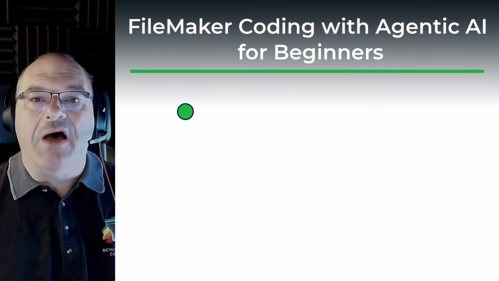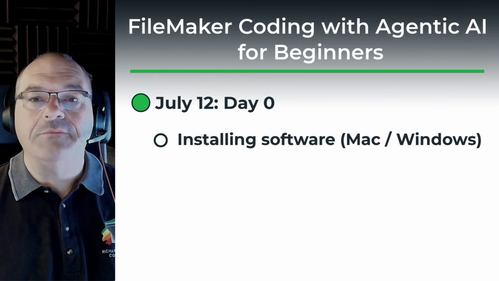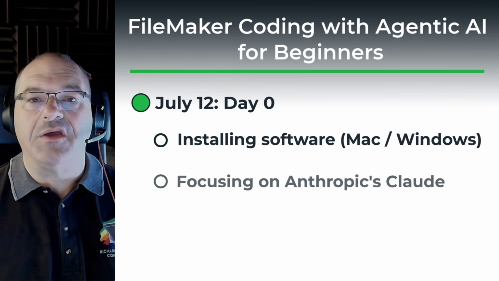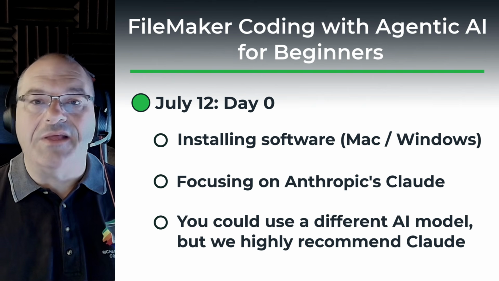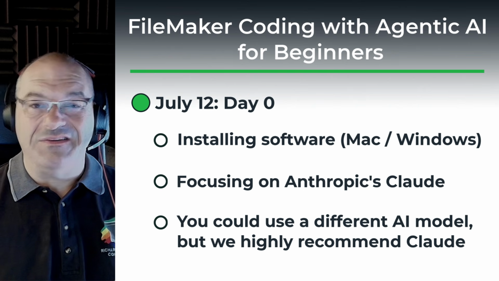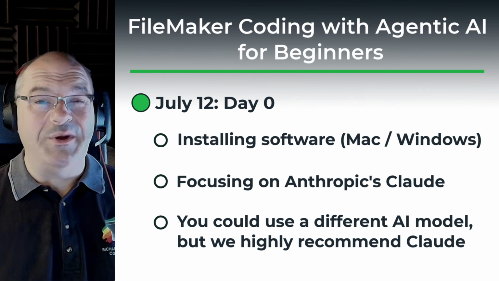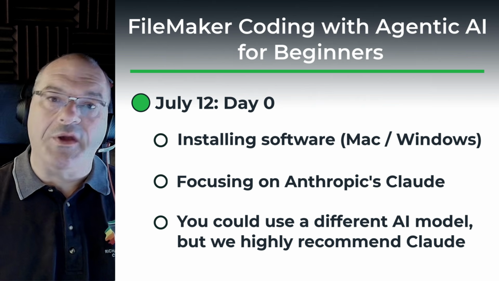We're going to have early office hours on July 12th for people getting the software installed on Mac or Windows. We're focusing on Anthropic's Claude Code product. If you want to use a different AI model, that's fine. We'll try to help around the edges. Probably about 80% of this is applicable to you. But understand, for $20 a month, just get Claude for a month, and then you'll be right in the trenches with the rest of the class.